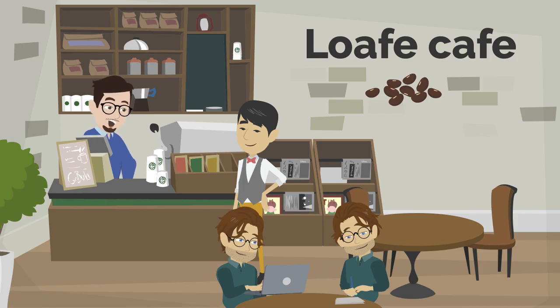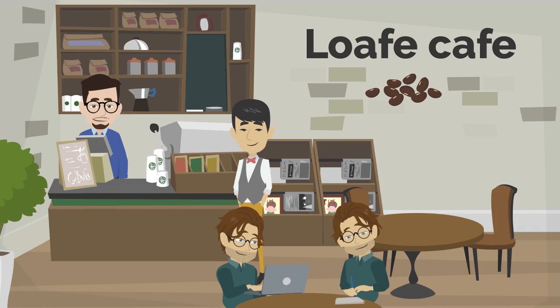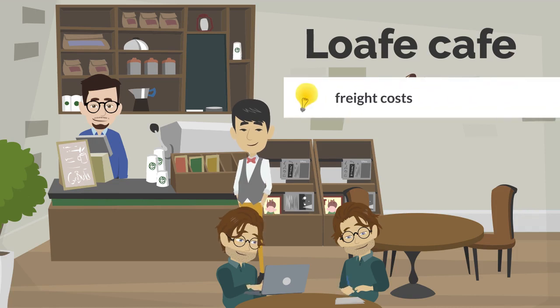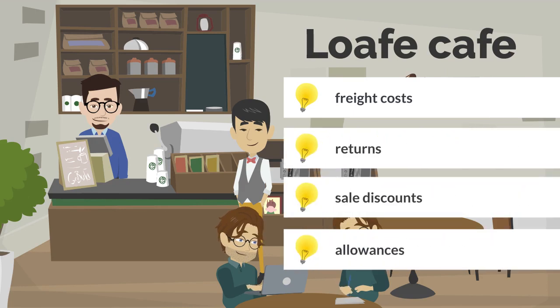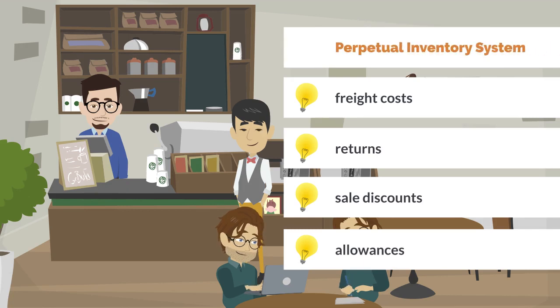Phew! Thank you for helping Tom out again. He's learned so much from you. Loaf will surely be in good hands. We learned how to account for freight costs, returns, sale discounts, and allowances. Remember that the concepts we went over today are specific to the perpetual inventory system.